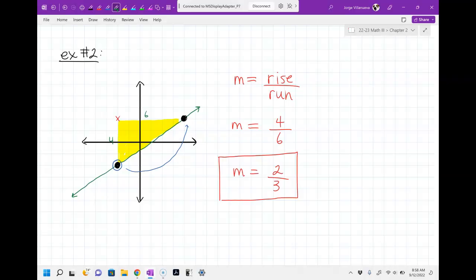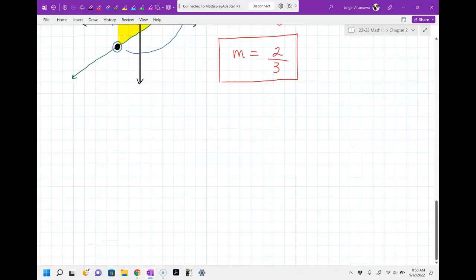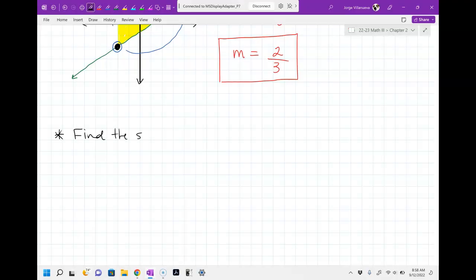All right. So you have 4 questions on calculating slope. Okay, so the instructions on this say find the slope of the line through each pair of points.